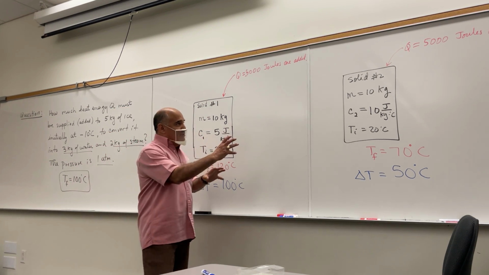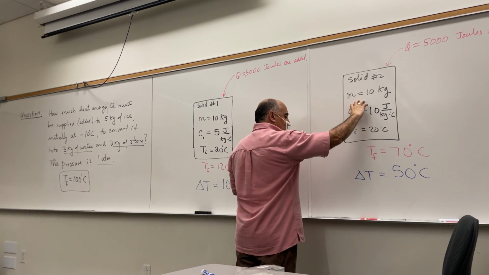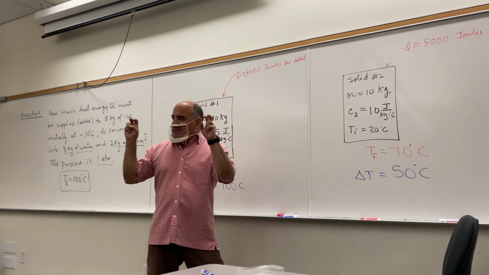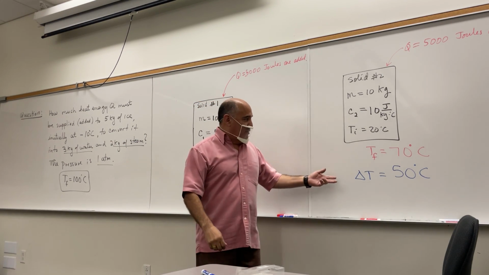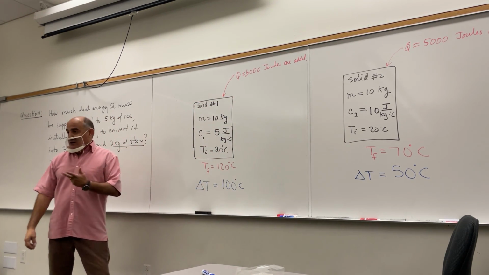With this simple example here, everything was the same except for the value of the specific heat. And the substance with a higher value of specific heat will resist changes in temperature more than the other object. So in this case, it'll just go up by 50 degrees Celsius, while this one is going to go up by 100 degrees Celsius.